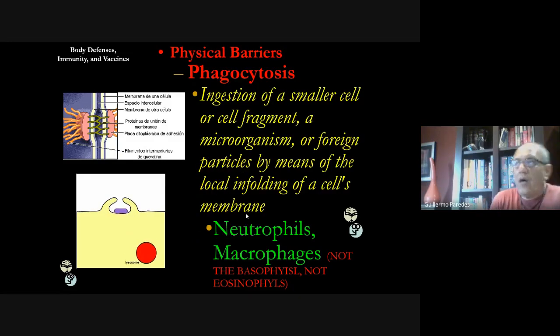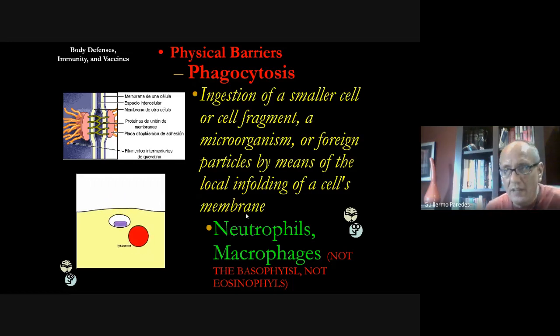Phagocytosis means the eating of the bacteria. So we have the neutrophils produce phagocytosis. Macrophages are going to produce phagocytosis. So these are the eaters, the neutrophils and the macrophages. Macrophage, how important is the macrophage, right? Is macrophage important or no?